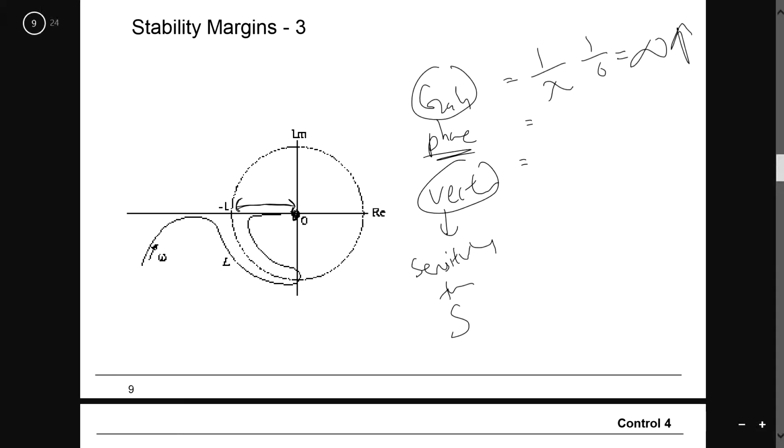Phase margin now is equal to minus 180 degrees plus theta. What this means is that the phase margin over here is the point where the Nyquist plot crosses the unit radius, right? You can say that it's negative L.